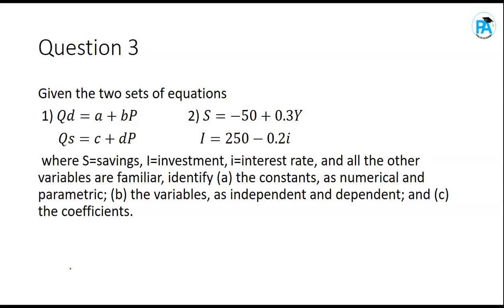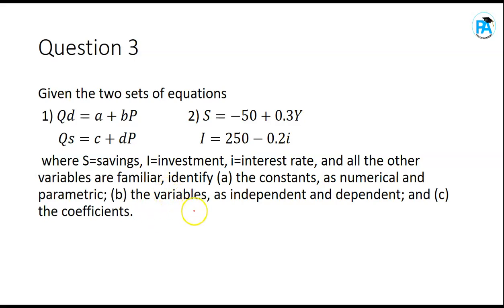Question 3 says, given two sets of equations, equation 1 and equation 2, where S is savings, I is investment, small i is interest rate, and all other variables are familiar. Identify: A, the constants as numeric and parametric; B, the variables as independent and dependent; C, the coefficients. Now to answer this question, kindly pay attention.